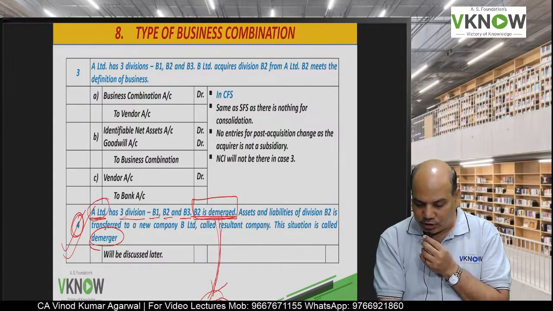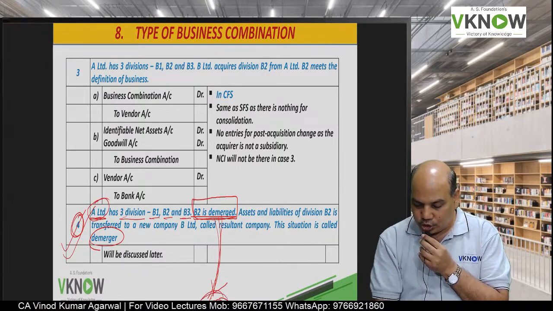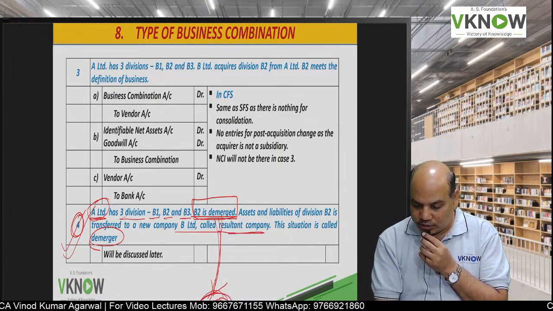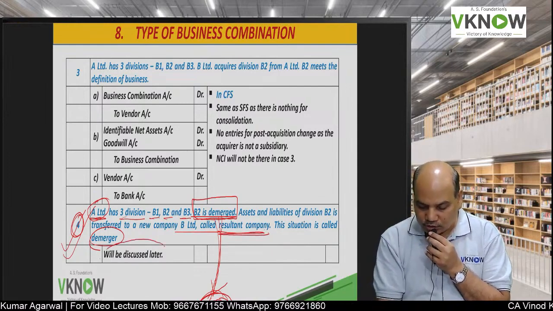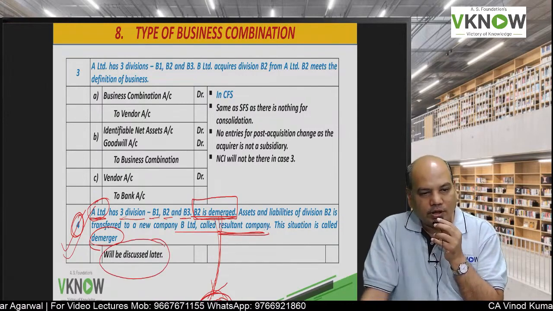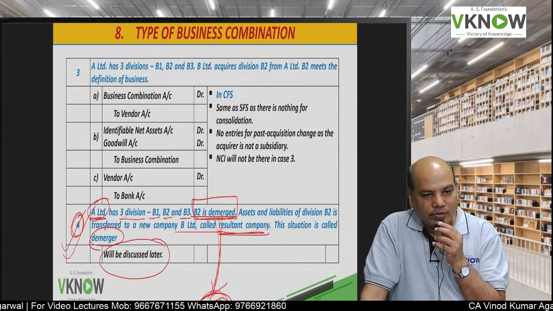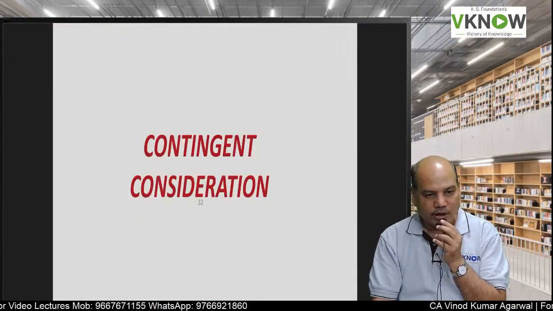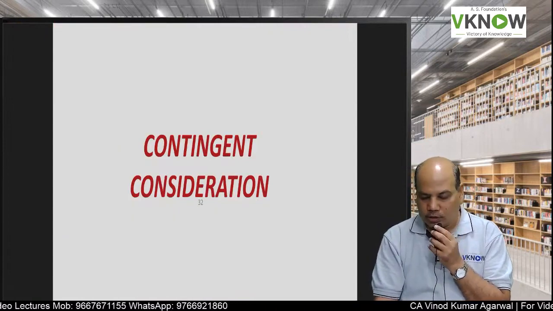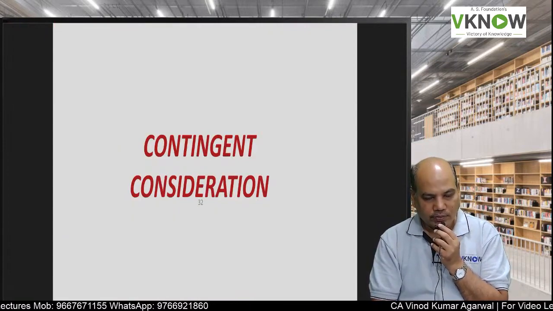A Limited is called demerged company. New company B is called resultant company. What about the accounting? Accounting of demerger we'll discuss towards the end. So kindly watch this video till the end. You'll be benefited. Now we'll come to contingent consideration.